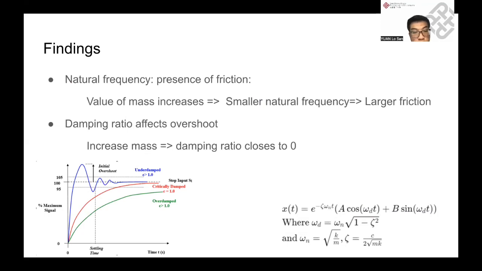The damping ratio will affect the overshoot, which determines how fast the oscillation decays from one bounce to the next. The overshoot will be the largest when the damping ratio is close to zero.